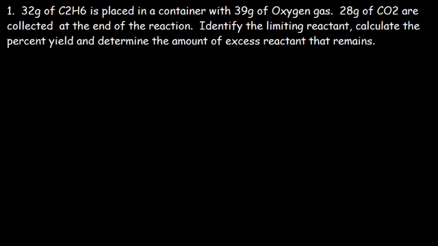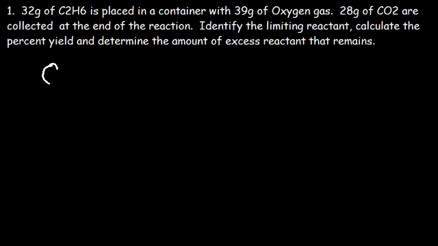Number 1, 32 grams of ethane, C2H6, is placed in a container with 39 grams of oxygen gas. 28 grams of CO2 are collected at the end of the reaction. Identify the limiting reactant, calculate the percent yield, and determine the amount of excess reactant that remains. So, what's the first thing that you think we should do in this problem? The first thing you need to do is write a balanced reaction.